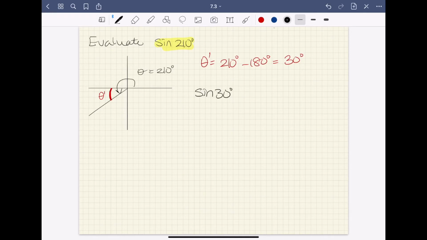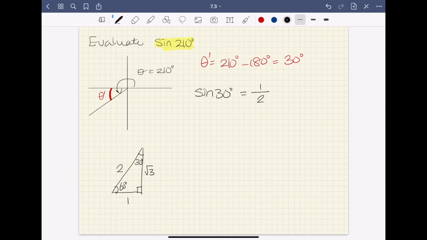Okay, now we know that 30 degrees is a special angle. You guys can either use the chart or you can use the special triangle. So for this question, I'll be using the special triangle. 30 degrees is here. This one is 60. This is 90. And the longest side is the hypotenuse, 2, root 3, and 1. And sine 30 degrees is opposite over hypotenuse, which is 1 over 2. So we know that sine 30 degrees is equal to 1 over 2.